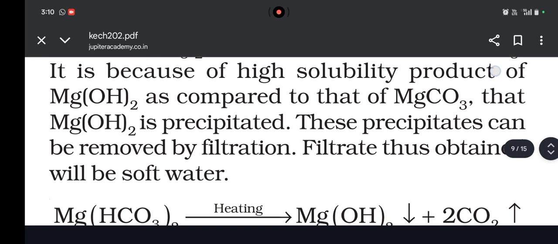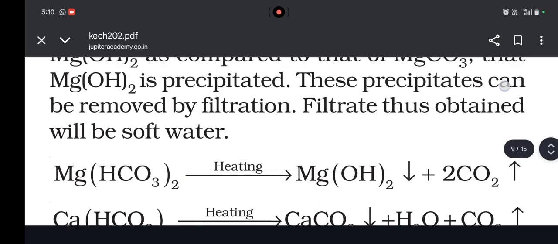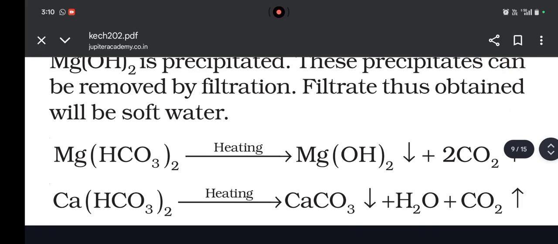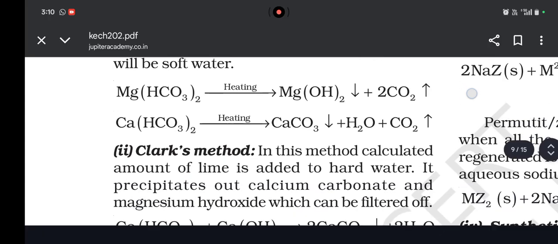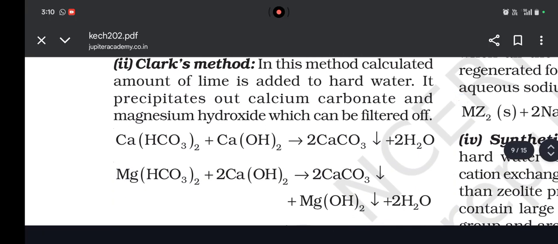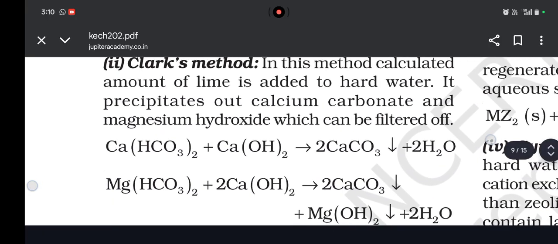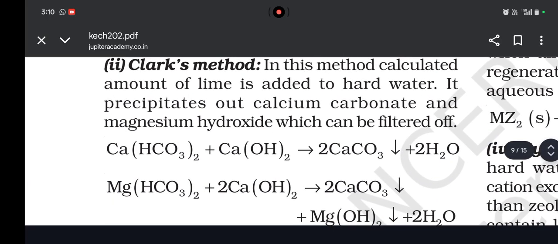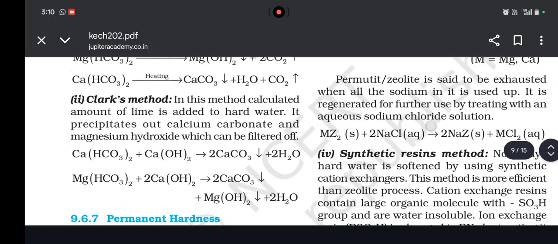It is because of the lower solubility product of Mg(OH)2 as compared to that of MgCO3 that Mg(OH)2 is precipitated. These precipitates can be removed by filtration. The filtrate thus obtained will be soft water, as we can see. Second, Clark method. In this method, a calculated amount of lime is added to hard water. It precipitates out calcium carbonate and magnesium hydroxide, which can be filtered off.